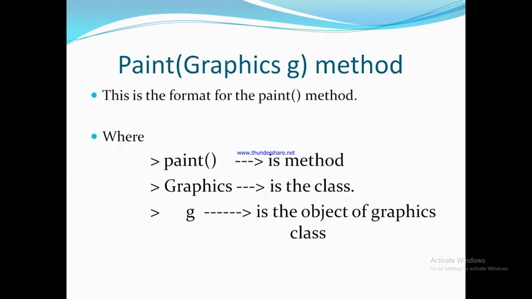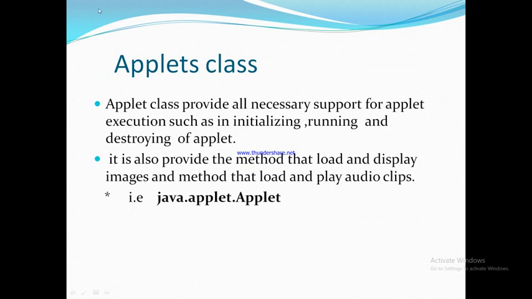And another is the paint(Graphics g) method. This is the format of the paint method: paint, bracket, Graphics g, where paint is the method, Graphics is the class, and g is the object of the Graphics class.